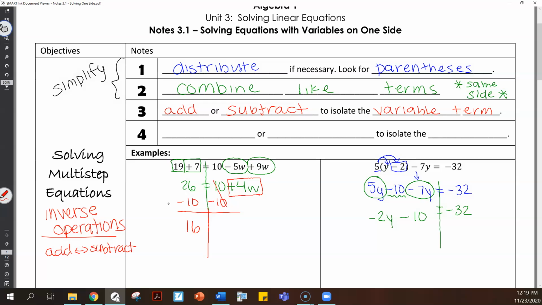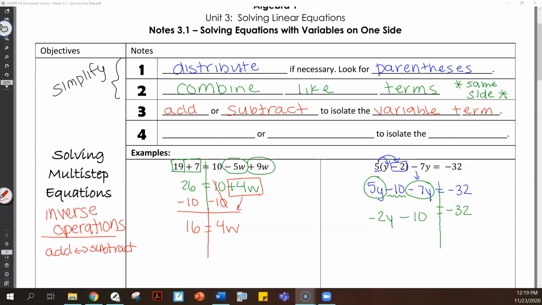10 minus 10 equals 0, so those can just go away. I didn't do anything to my 4w, so 4w can just come down. I'm going to add or subtract to isolate my variable term. Now 4w is by itself, so I can move on to the next step.